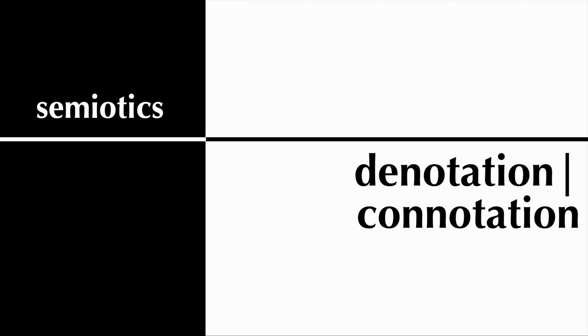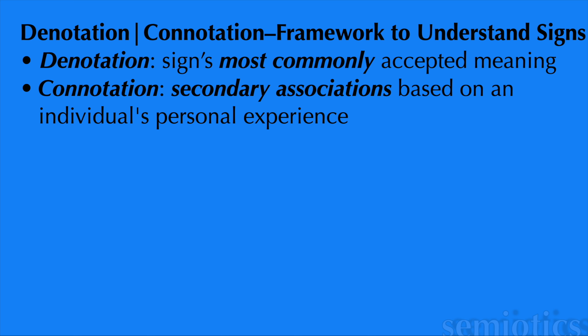What I'm more specifically talking about is denotation and connotation, which I'll define here. This is a framework to help to understand signs. There's two of them. The denotation is the sign's most commonly accepted meaning. So when you see a sign, it's what most people would get out of it right away. And then a connotation is a secondary association based on an individual's personal experiences. So those two things can be different. The most commonly accepted meaning, the denotation, may be different than the connotation, especially because you're weaving in personal experience.